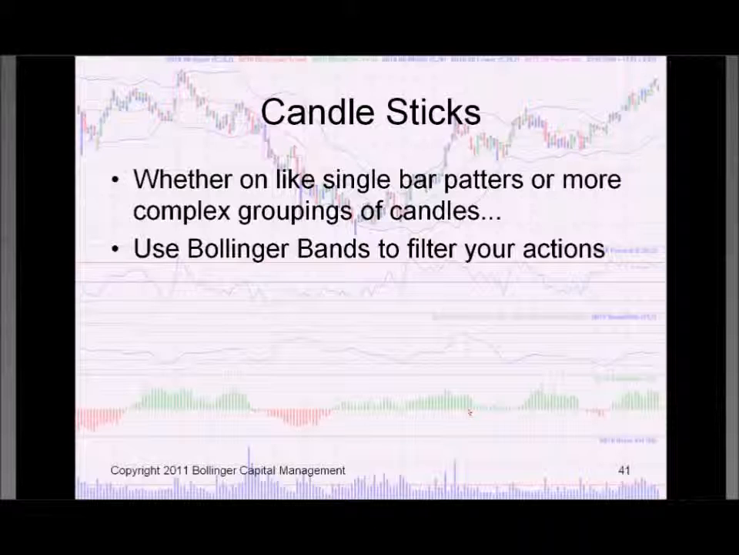So coupling this definition of relatively high or relatively low with the definitions of future price action that we get from either single candlestick patterns or from groups of candlestick patterns becomes a very powerful concept.